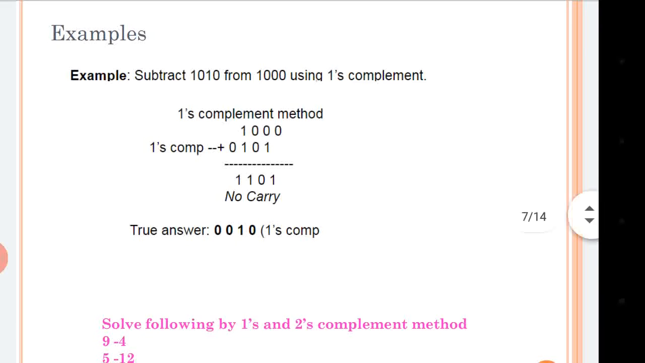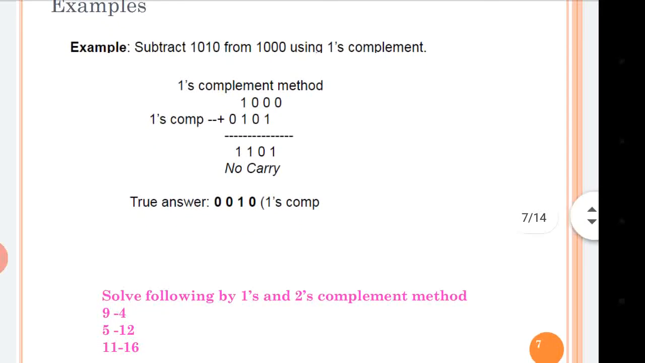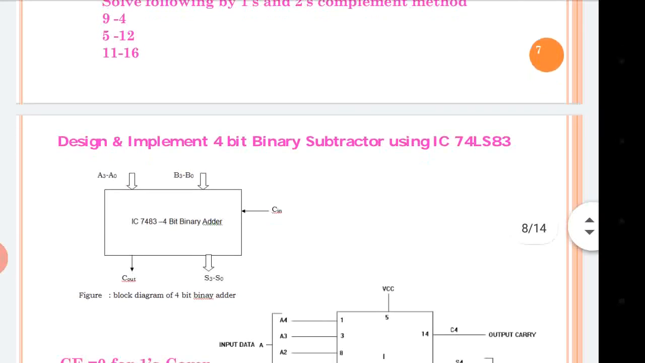As per our rule, if carry is not generated, then result is negative. Take 1's complement of the result. So your answer is 0010, which is 2. Now a question for you is, you have to solve the following example by using 1's complement as well as 2's complement method.